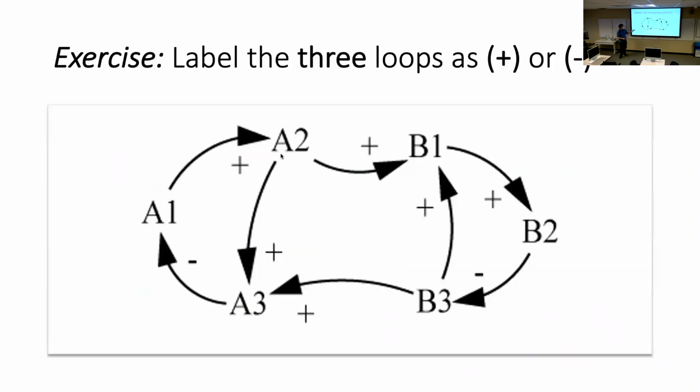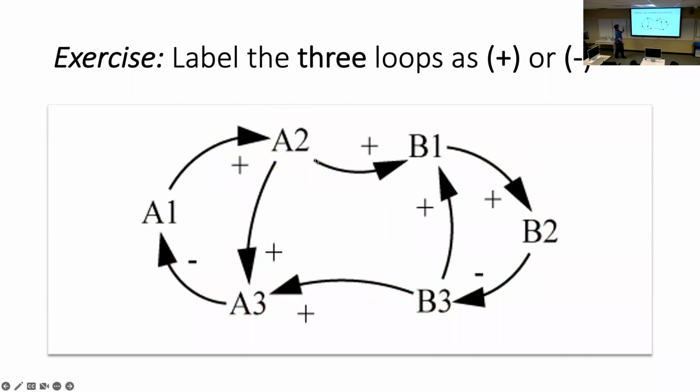So then, be able to do things like this. We did exactly this exercise before, label the loops. And remember, there were 3 loops here. There was a loop that went from A3 all the way back around to A3. There was a loop from B3 all around to B3. And then there was a long loop all the way around the outside.